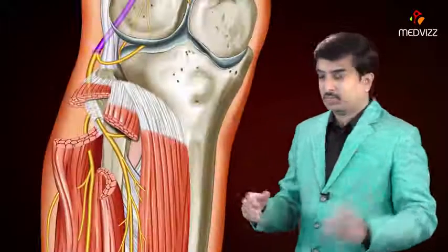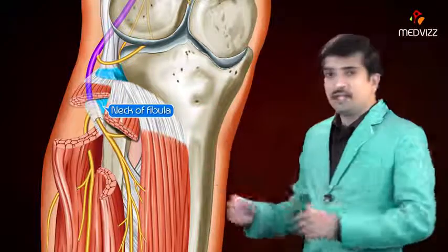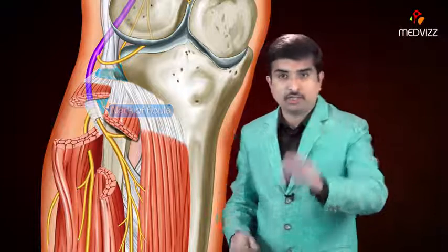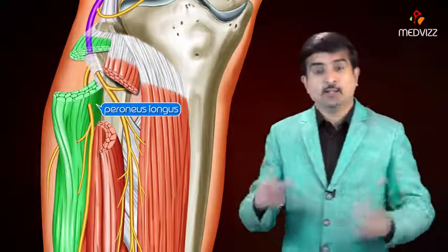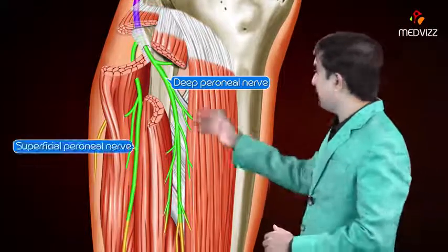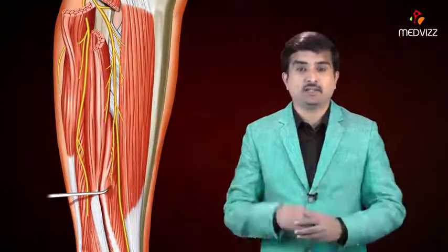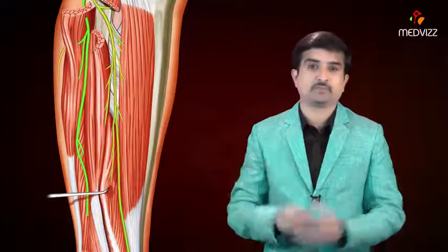By the time it reaches the lateral aspect of the fibula, it winds around the lateral aspect of the neck of the fibula to reach deep to the peroneus longus muscle, where it divides into the deep as well as superficial peroneal nerves. So let us discuss in detail the superficial peroneal nerve as well as the deep peroneal nerve.